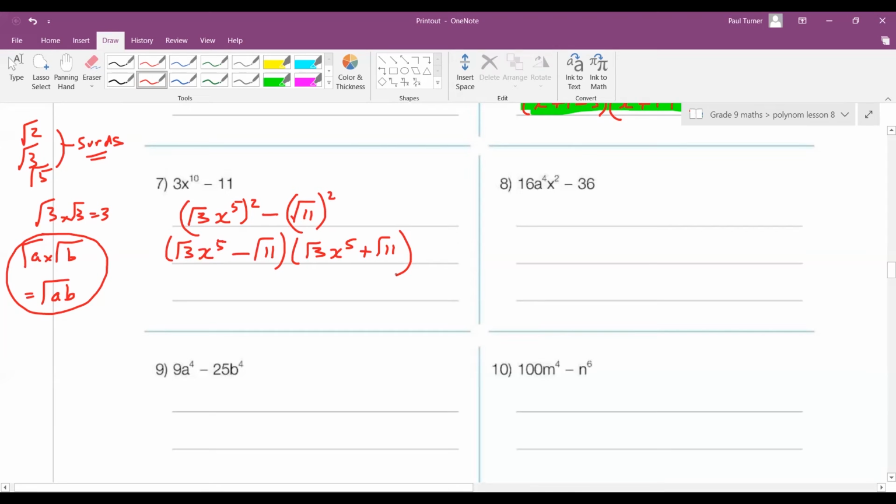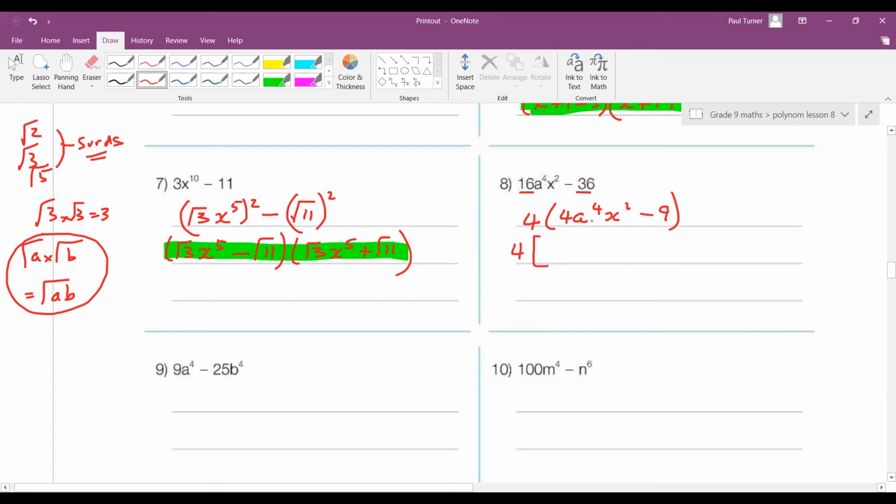Now in question 8, we'll highlight that. In question 8, you should take a common factor first. Take out 4. As I mentioned the other day, always look for common factors first. So here a common factor could be 4. So we'll end up with 4(a^4 x^2 minus 9). So the 4 can be ignored now. We just leave that alone.